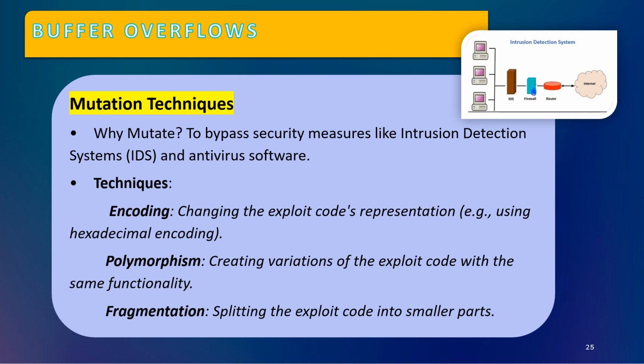Mutation techniques. Mutation techniques are used by attackers to bypass security mechanisms such as intrusion detection systems and antivirus software. Encoding techniques change the representation of exploit code, such as using hexadecimal encoding to obfuscate payloads. Polymorphism generates multiple variations of an exploit while maintaining its core functionality, making it harder to detect. Fragmentation breaks an exploit into smaller pieces, reassembling them only when executed, reducing detection likelihood. These techniques make buffer overflow attacks more sophisticated and difficult to detect.